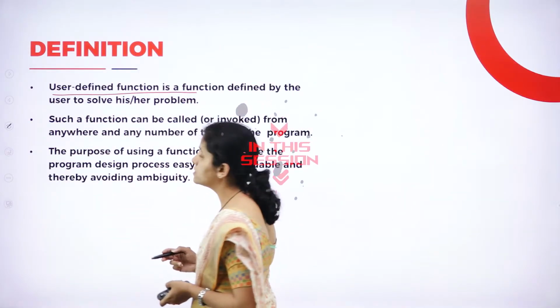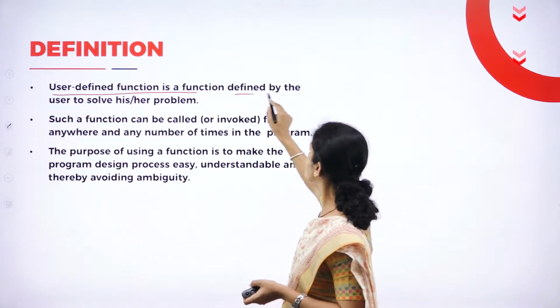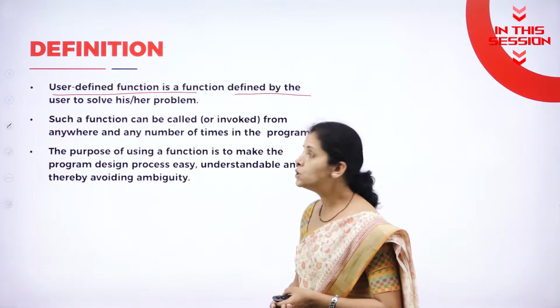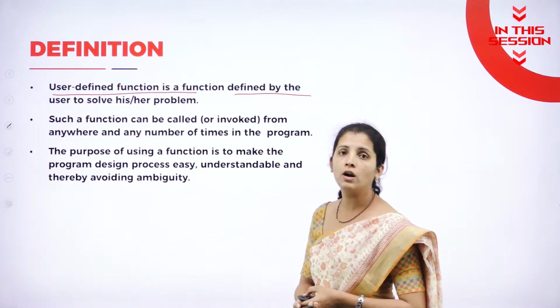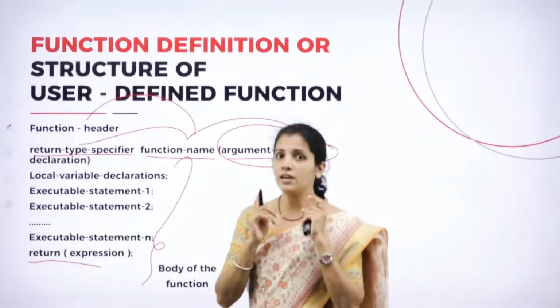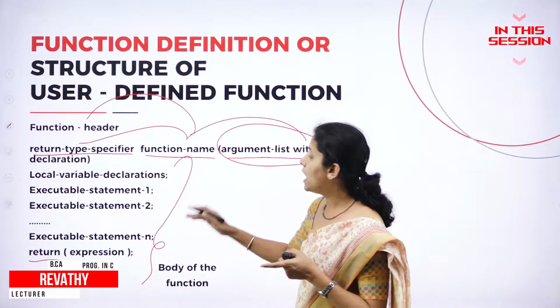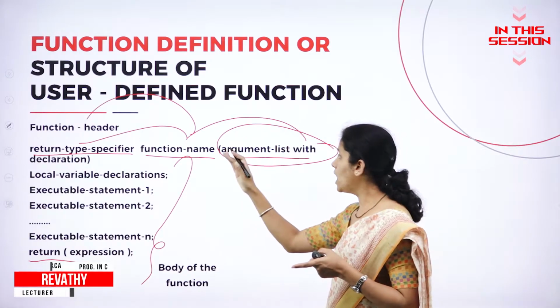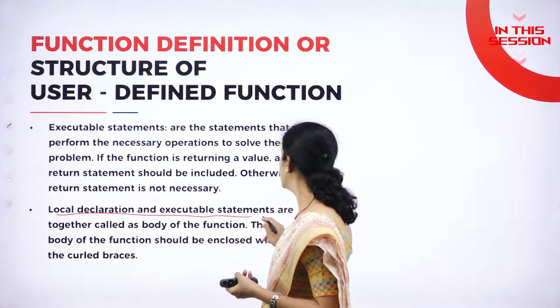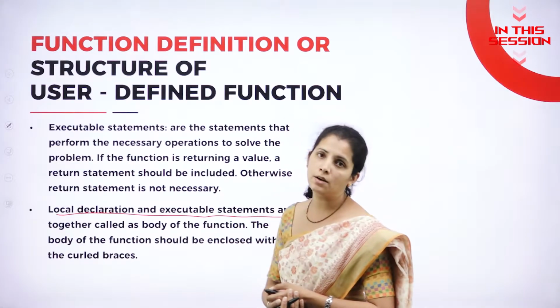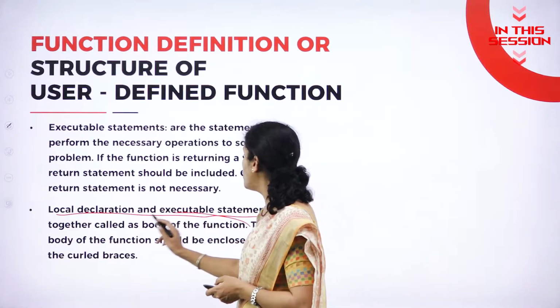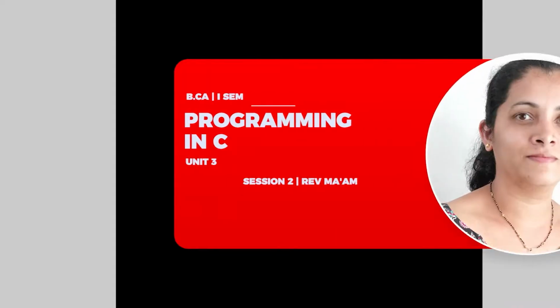A user-defined function is a function that is defined by the user to solve his or her problem. The function header includes a return type along with the function name and the argument list. The local declaration and executable statements together are called the body of the function.